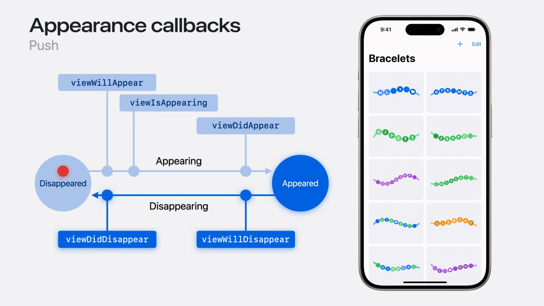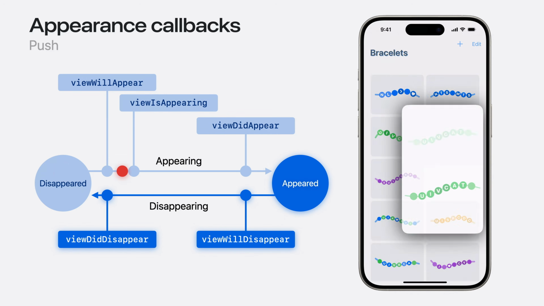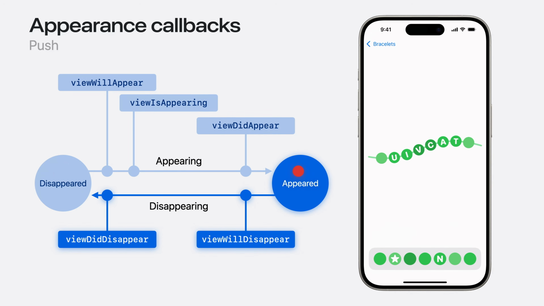The red dot represents the current state of the editor, and as it moves by a callback, the method is called. In the normal case, if a push runs to completion with no user interaction, the editor starts in the disappeared state. Then it moves through appearing during the transition, calling view will appear, is appearing, and did appear, and ends in the appeared state when the transition finishes.